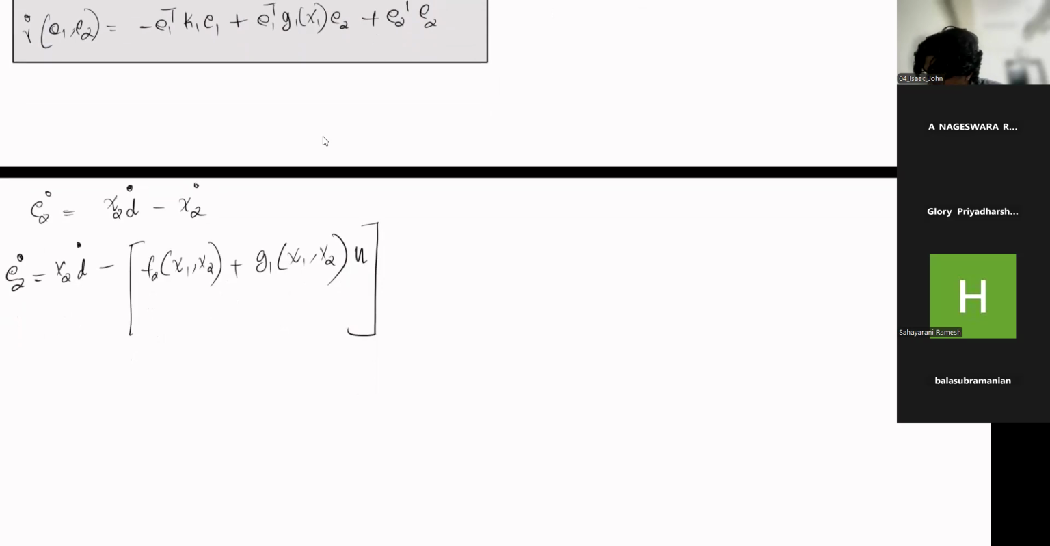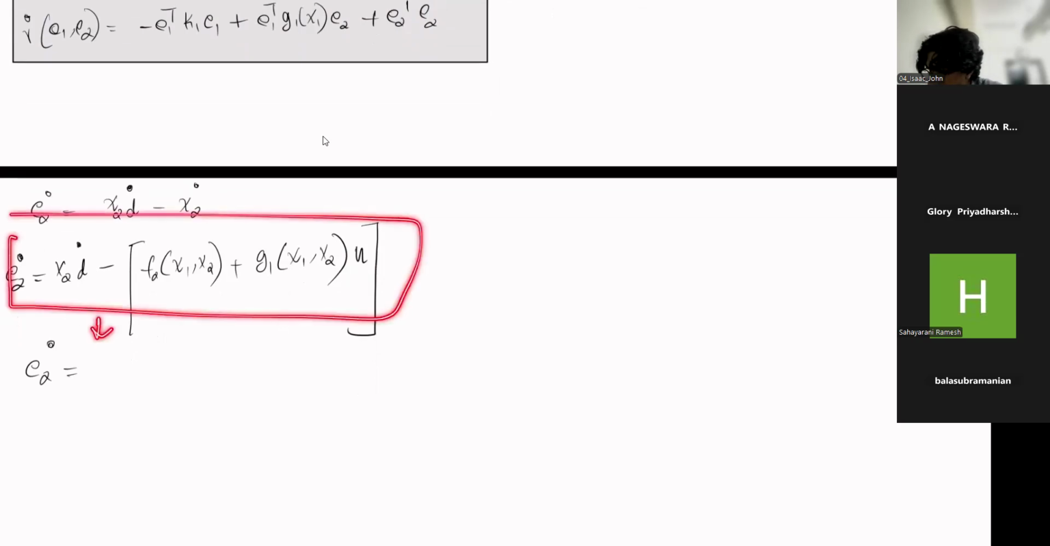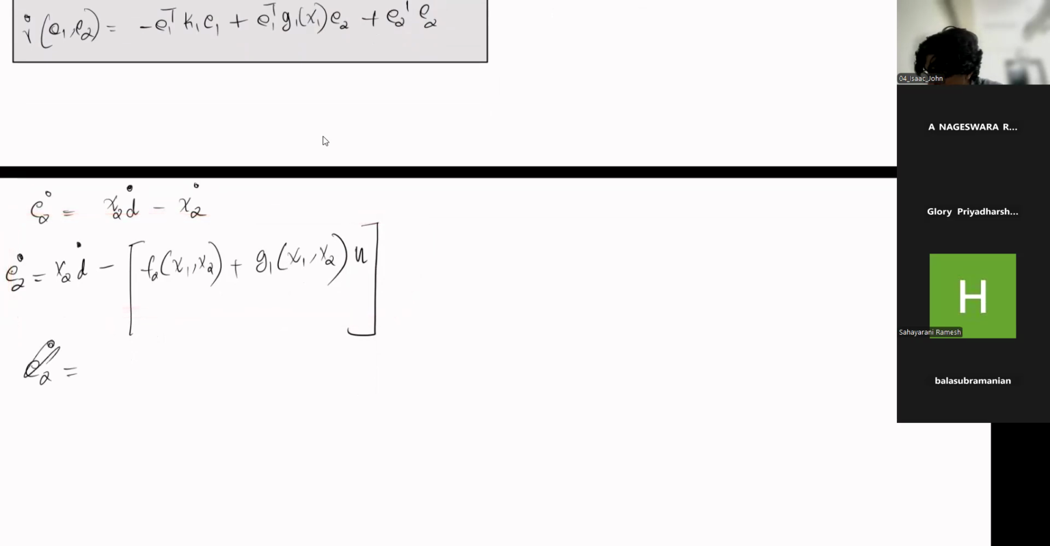So what I propose is, if we can somehow make E2 dot, somehow we want to make this equation into this form. I'll just write a note over here. If E2 dot is, how would it look like? If E2 dot is minus K2 E2 minus G1 of X1 comma E2, right?